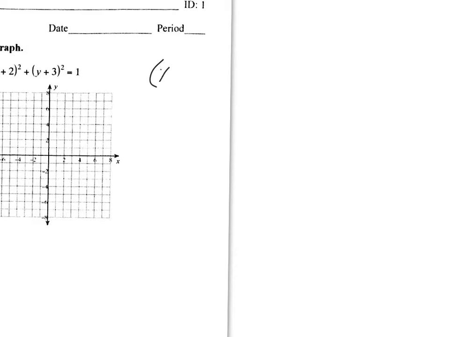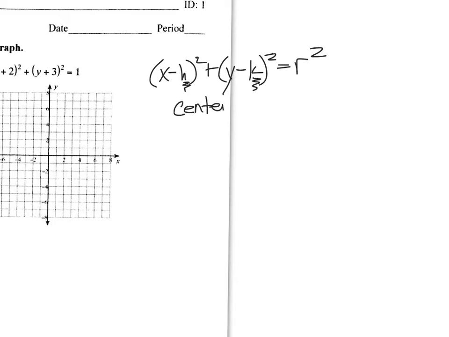It's (x minus h) quantity squared plus (y minus k) quantity squared equals r squared. Okay, now what does that stand for? H and K, those are the center point. So it's the point (h, k). So h is your x, k is your y. R here, I'll write it in red, r is your radius.